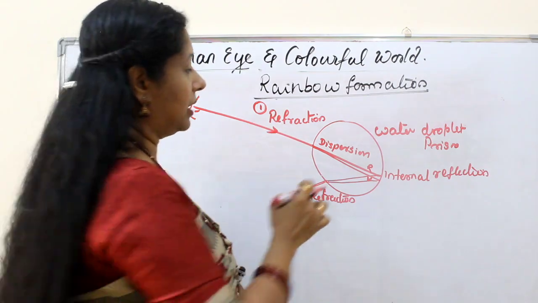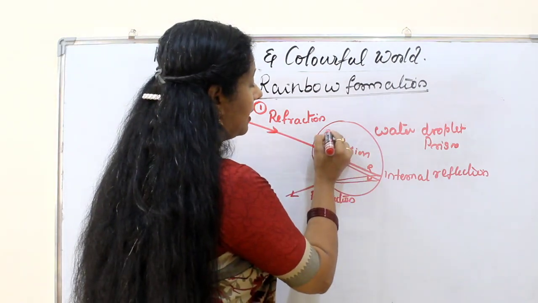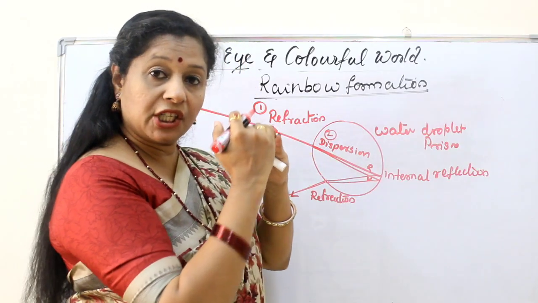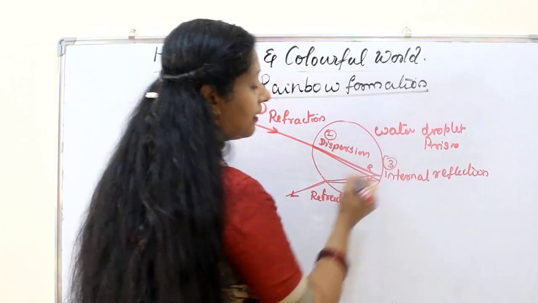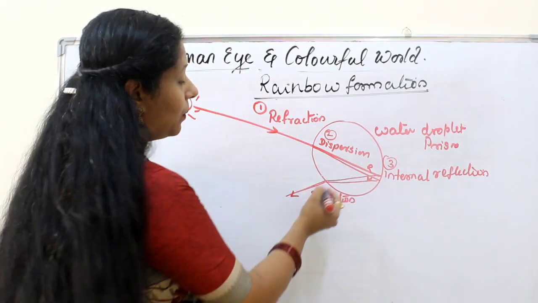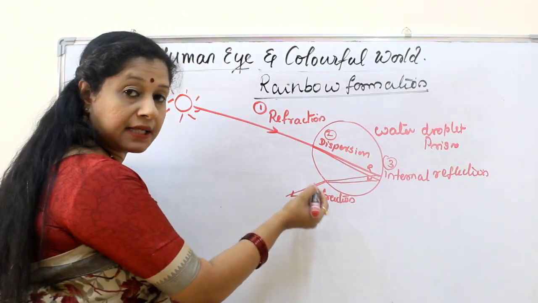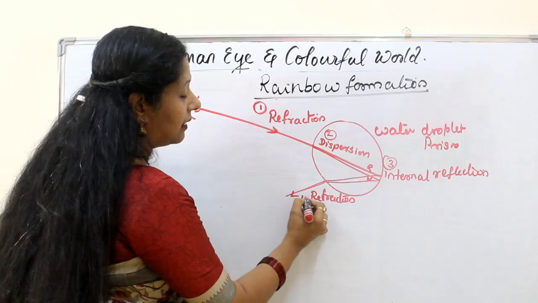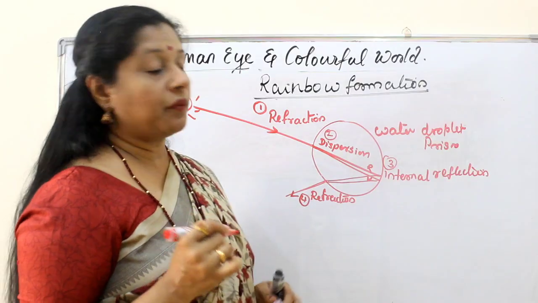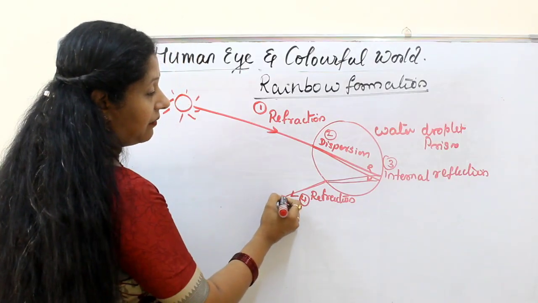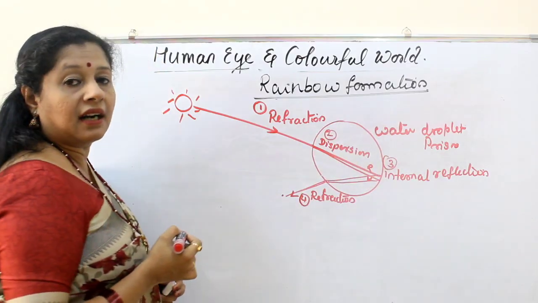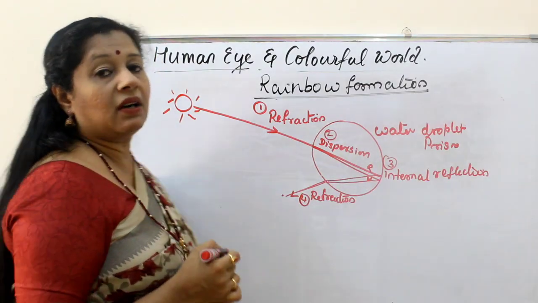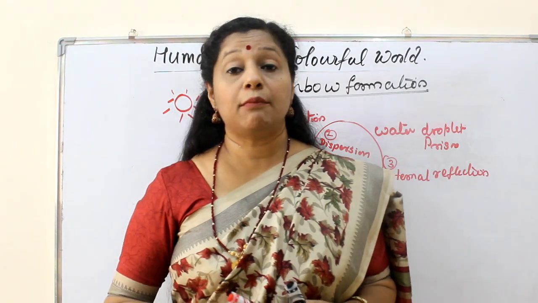Along with the refraction, there is dispersion happening where the light will split into 7 different components. Then happens the internal reflection, and when it is coming out of the glass prism to the air, again refraction will happen. So with all this, when we are looking from here, we can see the 7 different colors. Okay, so this is called the rainbow formation.